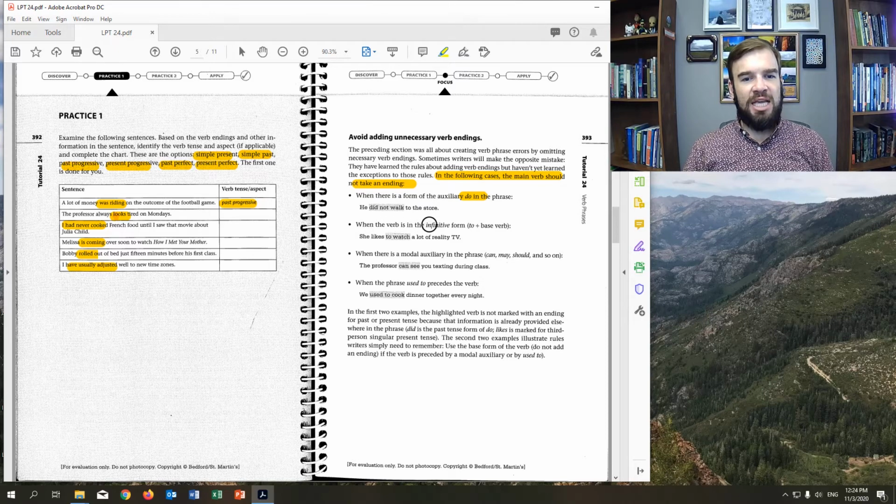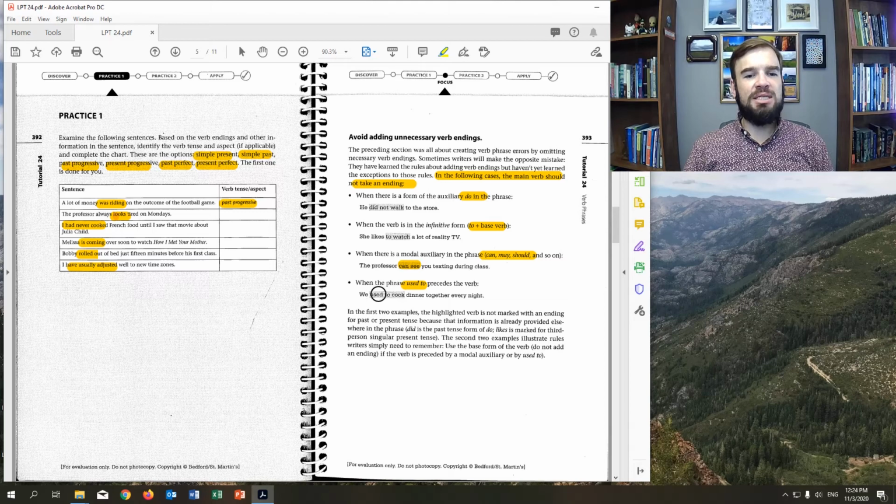Next, when the verb is in the infinitive form, where you get to plus the base. So she likes to watch a lot of reality TV. Next, when there is a modal auxiliary in the phrase, can, may, should, and so on, the professor can see you texting during class. And finally, when the phrase used to precedes the verb, we used to cook dinner together every night.